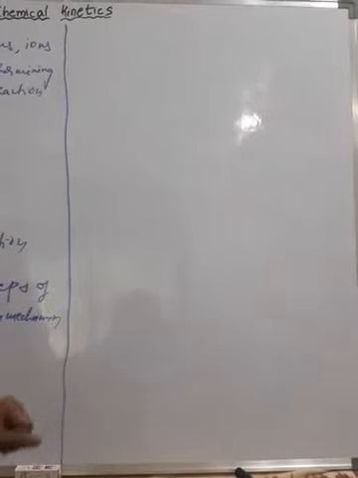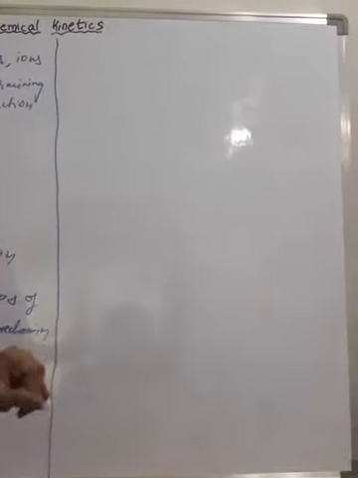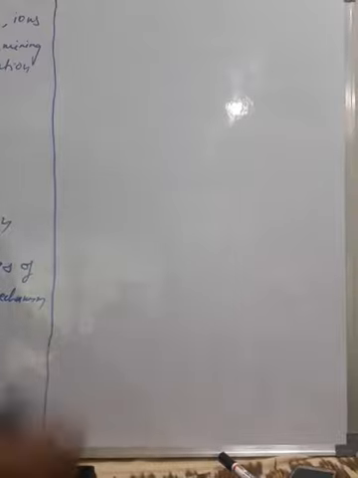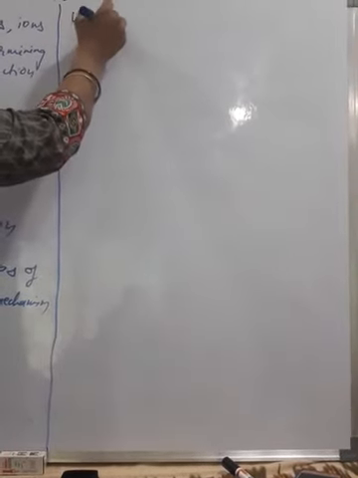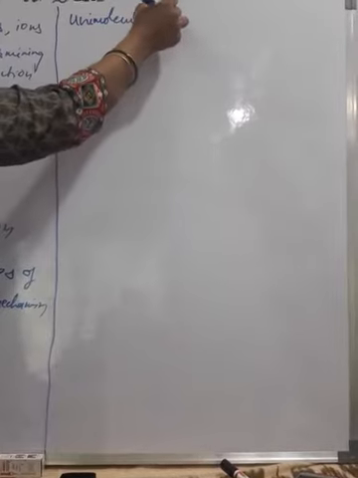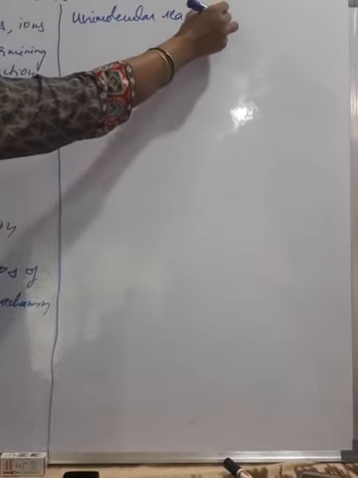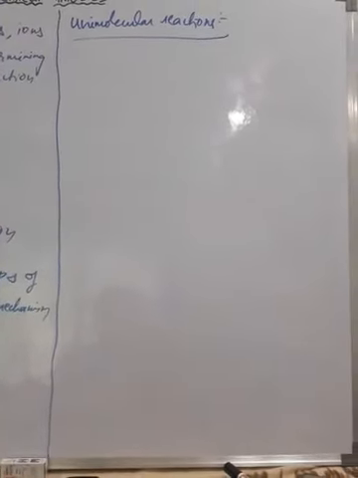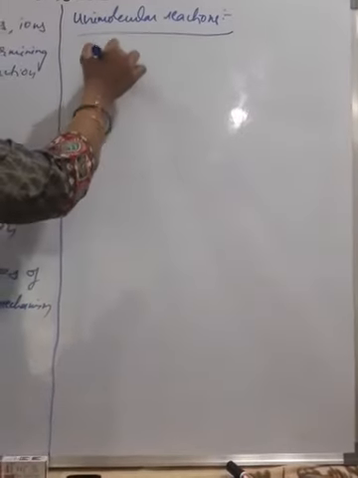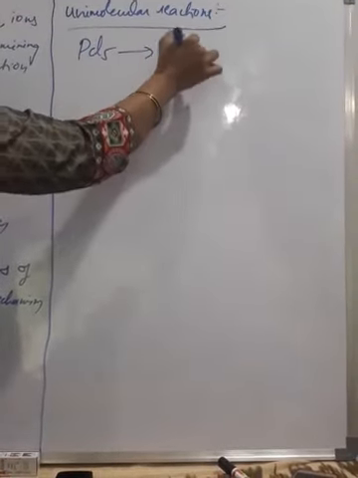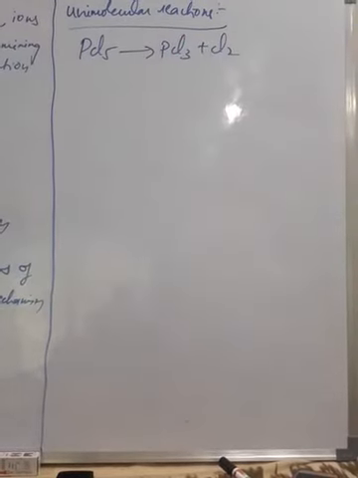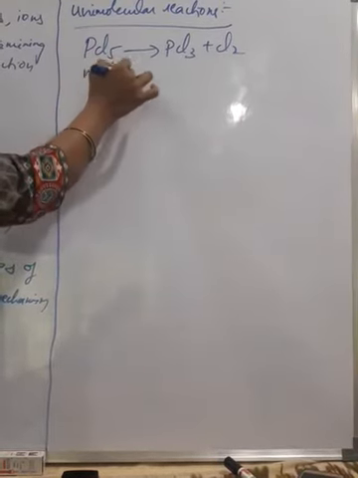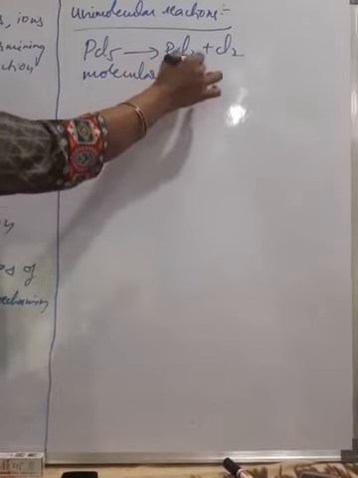So basing upon molecularity, reactions are in three types: unimolecular reactions, bimolecular reactions and trimolecular reactions. First coming to unimolecular reactions. In unimolecular reactions, only one molecule takes part in the reaction. For example, decomposition of PCl5. PCl5 on decomposition forms PCl3 and Cl2. So only one molecule is involved in the reaction. That's why the molecularity of the reaction is 1.